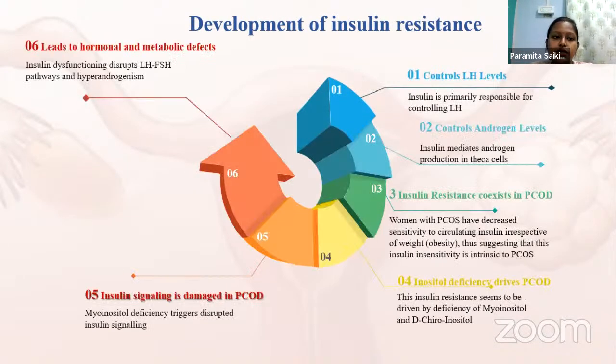Development of insulin resistance. Insulin is primarily responsible for controlling LH. Insulin mediates androgen production in theca cells. Women with PCOS have decreased sensitivity to circulating insulin irrespective of weight, thus suggesting that this insulin insensitivity is intrinsic to PCOS. This insulin resistance seems to be driven by deficiency of myo-inositol and D-chiro-inositol. Myo-inositol deficiency triggers disrupted insulin signaling. Insulin dysfunction disrupts LH-FSH pathways and hyperandrogenism.